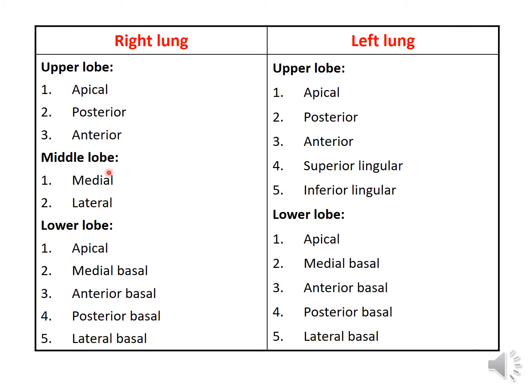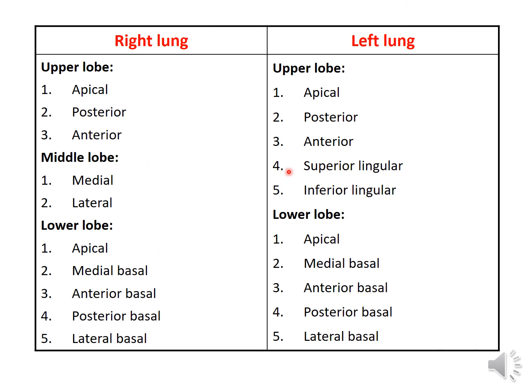In the middle lobe there are two segments. They are the medial segment and lateral segment. In the lower lobe there are 5 segments. What are those? Apical segment, medial basal segment, lateral basal segment, anterior basal segment and posterior basal segment. So there are 10 segments on the right lung.